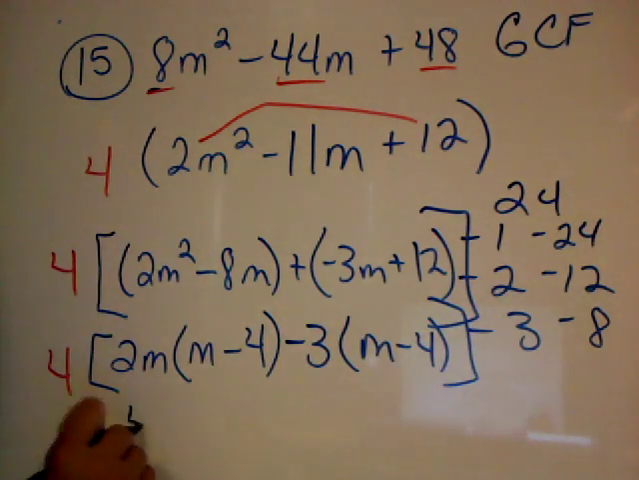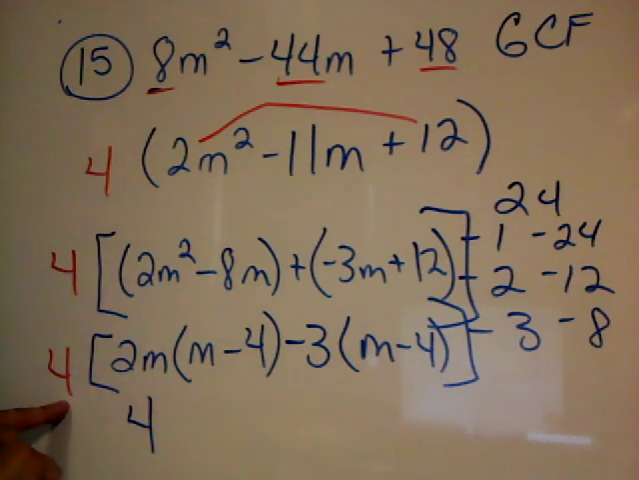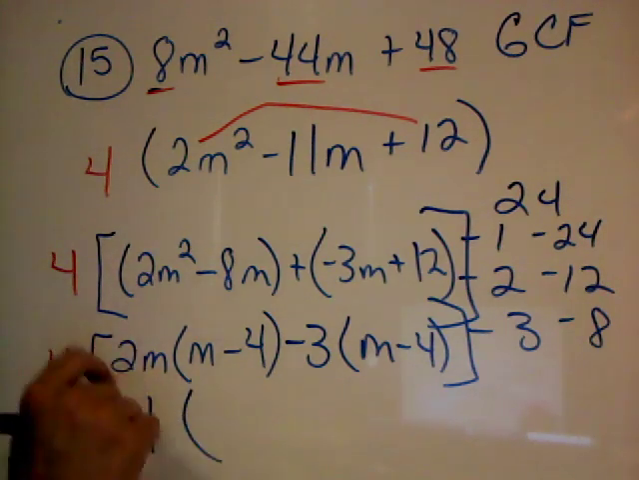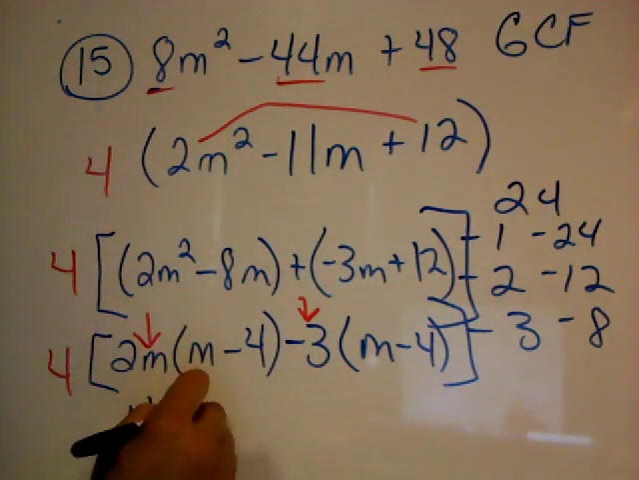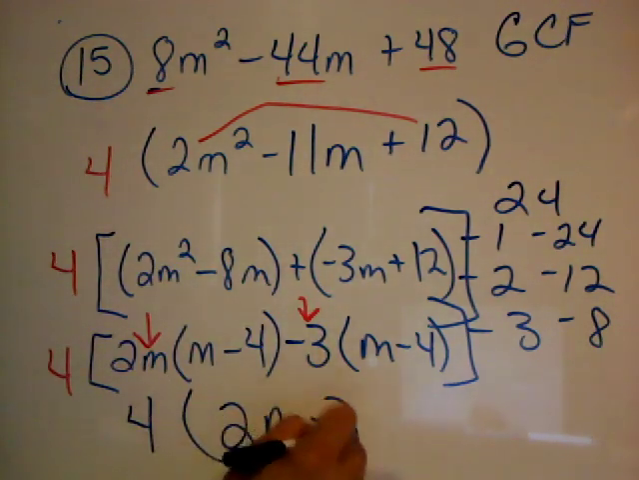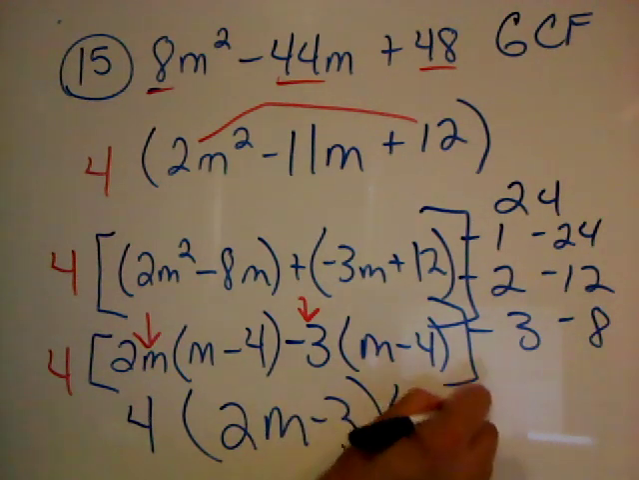So here's my 4 that I factored out over here. And it's 2m minus 3, and then m minus 4.